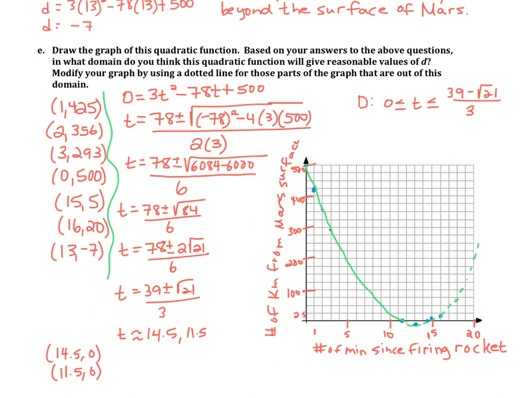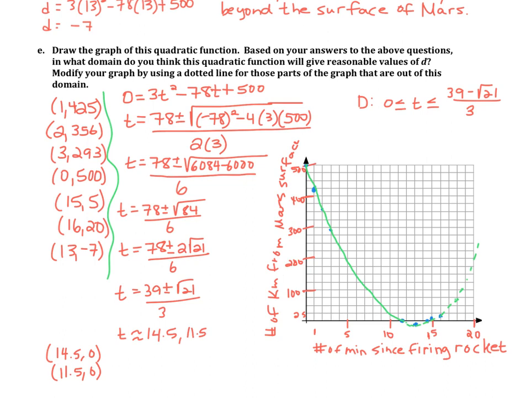So then, yes, I very methodically went through and graphed each one of these ordered pairs on my graph. And then we want to take into account, like it says, modify your graph by using a dotted line for those parts of the graph that are outside of this domain. So here's the thing, we want our graph to be connected up until the point where Phoebe crashed into the surface of Mars. And then after that, our domain doesn't make any sense.